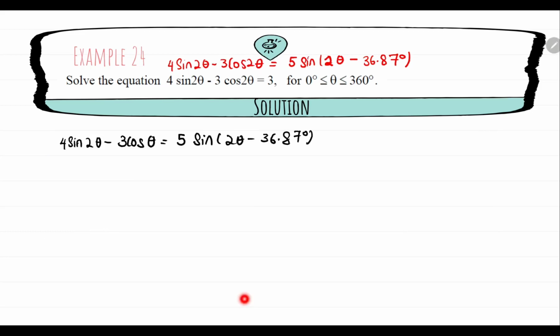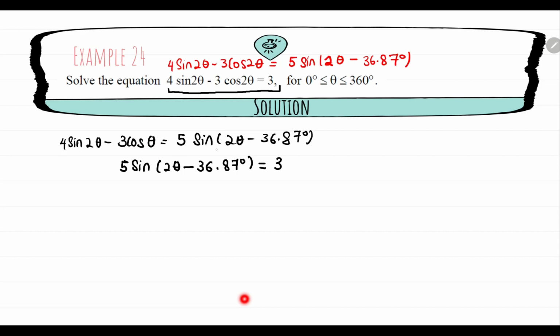Now, remember students, we are looking for the solution for 4 sin 2θ minus 3 cos 2θ equals 3. So, we're going to write 5, since we managed to express this as sine, 5 sin(2θ minus 36.87 degrees). We're going to equate this with 3, because 4 sin 2θ minus 3 cos 2θ equals 3.